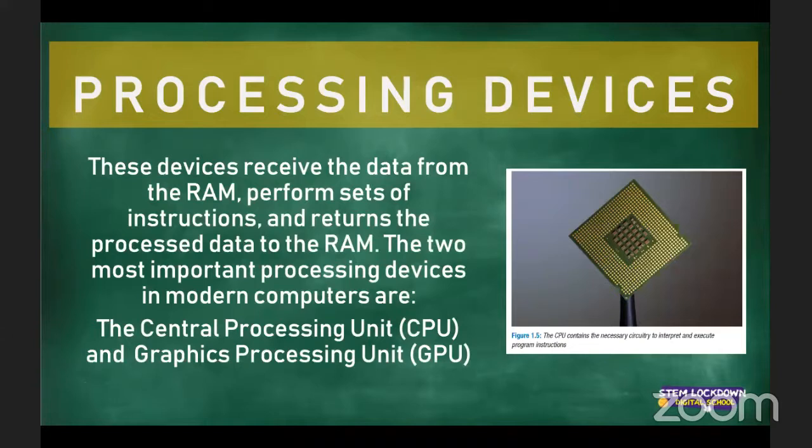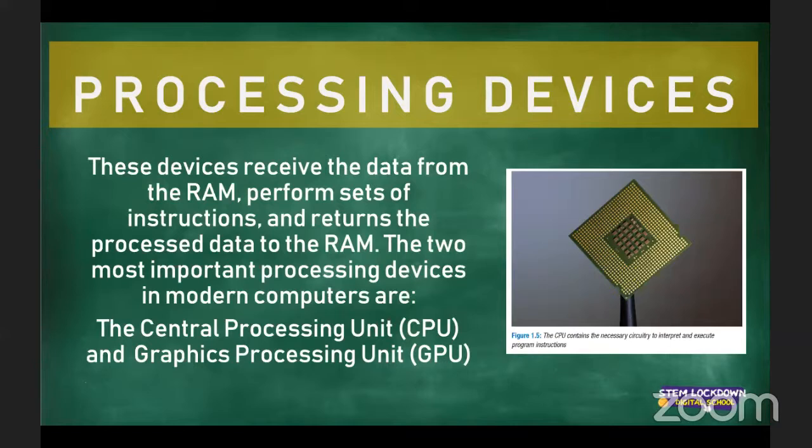So there are two important processing devices in modern computers. This is a CPU and a GPU. But what is the difference between these two? So the CPU is responsible for processing general instructions. Every application makes use of the CPU to collect, decode, and execute instructions as they are required by this application or program that we're running.